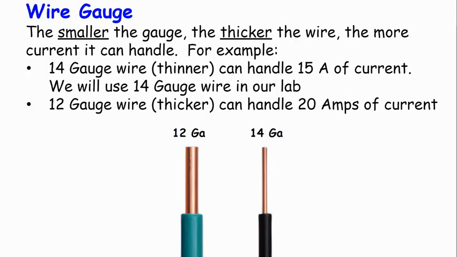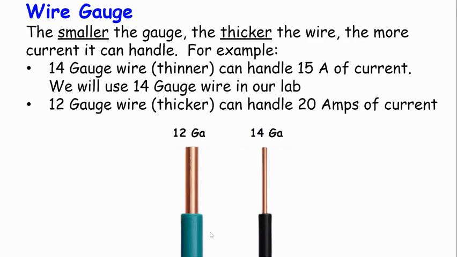Okay, how about wire gauge? So wire gauge tells you how thick the wire is, but it's a little bit unusual. The smaller the gauge of the wire, the thicker the wire. And that means the more current that it can handle. So for example, 14 gauge wire is actually thin, and it can handle about 15 amps of current. There's a picture of that right here on the bottom, 14 gauge wire. Now 12 gauge wire is actually thicker, and it can handle more current. It can handle up to 20 amps. And so there's a picture of 12 gauge here.